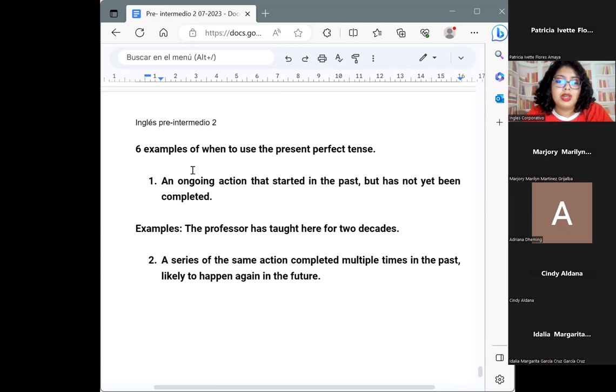So in this case, we are completing the same action multiple times, or the same activity, and maybe it's going to happen again in the future. And we have this example. I think that this example is kind of accurate for this kind of information, because maybe we have the same situation, because I am this kind of person. So we're going to see the example first. And the example says, I've seen the movie 6 times.